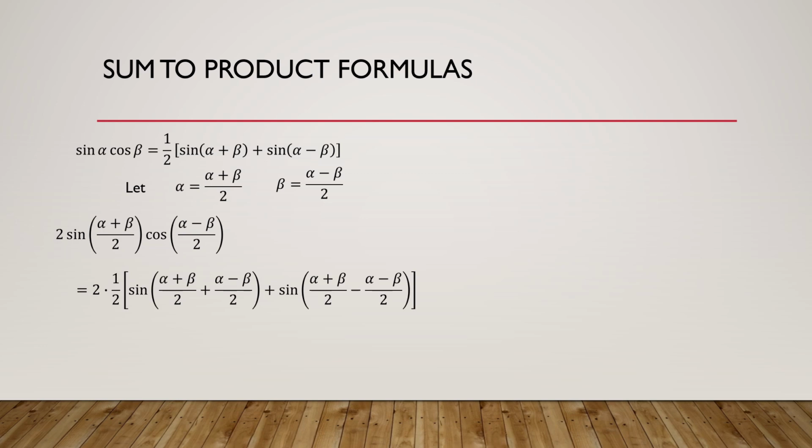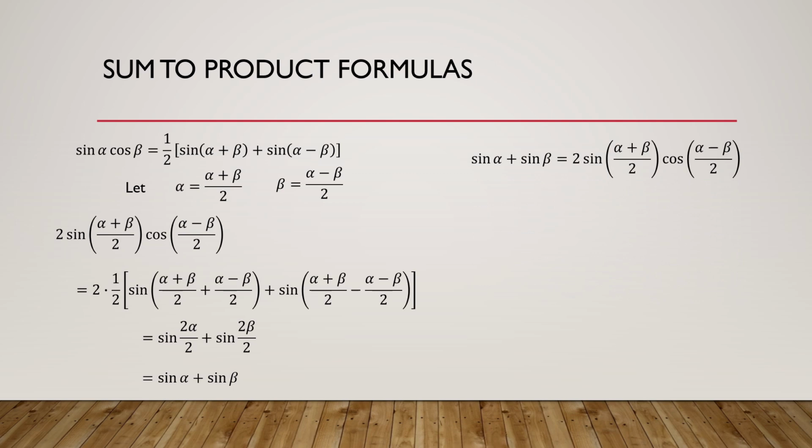2 and 1/2 cancel. Solve the fractions inside the sine functions to get sine 2 alpha over 2 plus sine 2 beta over 2. The 2's cancel to get sine alpha plus sine beta. Our final identity is therefore sine alpha plus sine beta equals 2 times sine alpha plus beta over 2 times cosine alpha minus beta over 2.